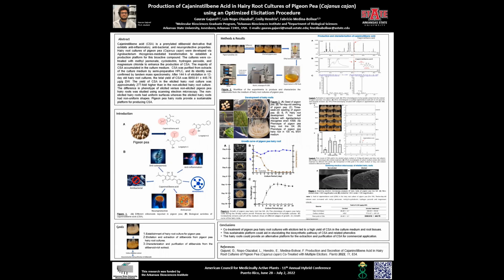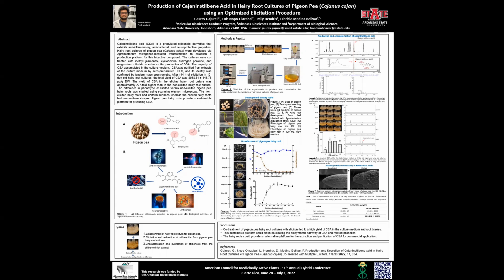Pigeon pea is an agronomically important crop and is a source of different phenolic stilbenoids like Cajaninstilbene acid, longistylene A and longistylene C, as shown in figure 1A. They are called prenylated stilbenoids due to the presence of a phenol group highlighted in pink. Among these stilbenoids, Cajaninstilbene acid is one of the most abundant and has various biological properties beneficial to human health, like neuroprotective, antibacterial, anti-cancer, anti-inflammatory, and others.